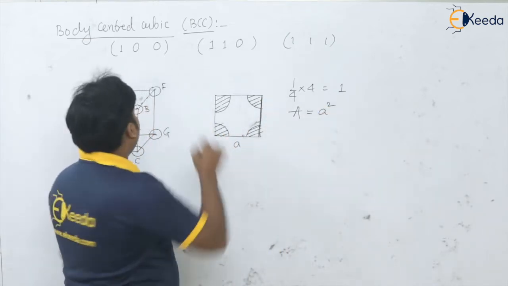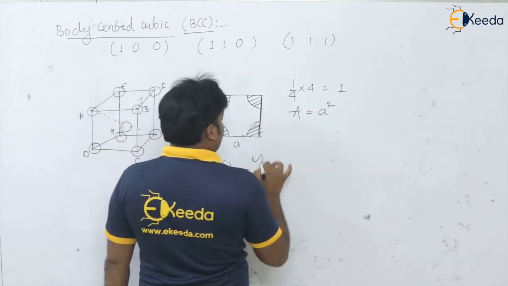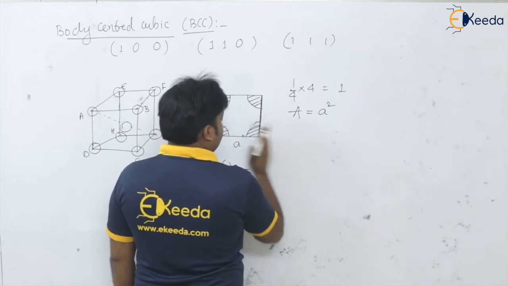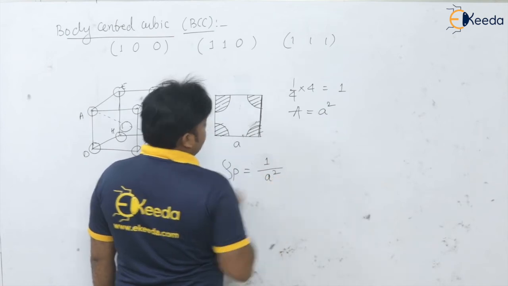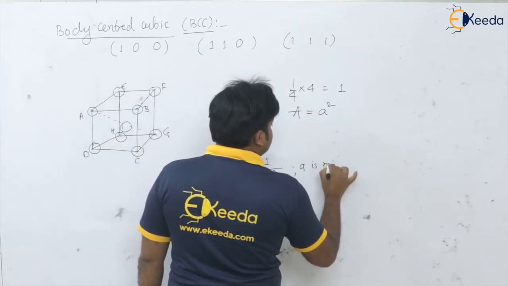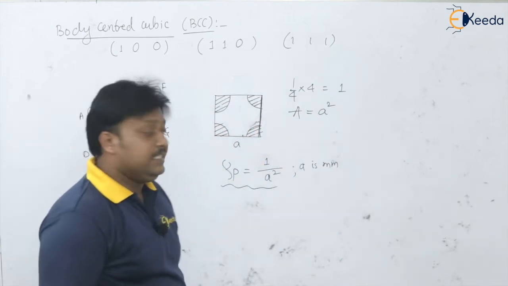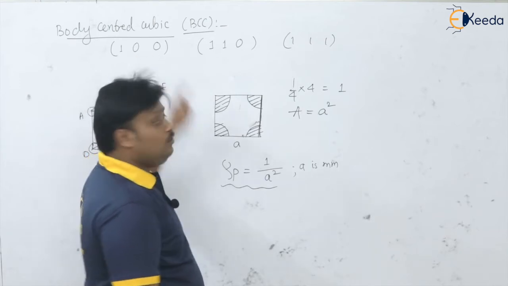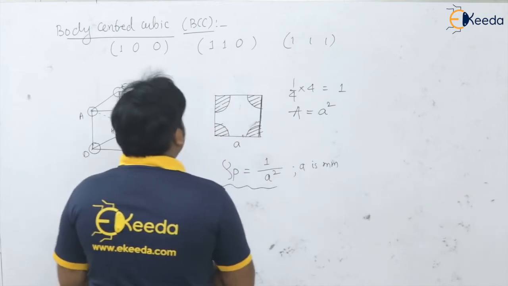So for 100, we can write this planar density rho P as number of atoms, 1, divided by area A square, of course, where A is in millimeter. So very simple, we got this planar density for plane 100. In the same fashion, go for plane 110.